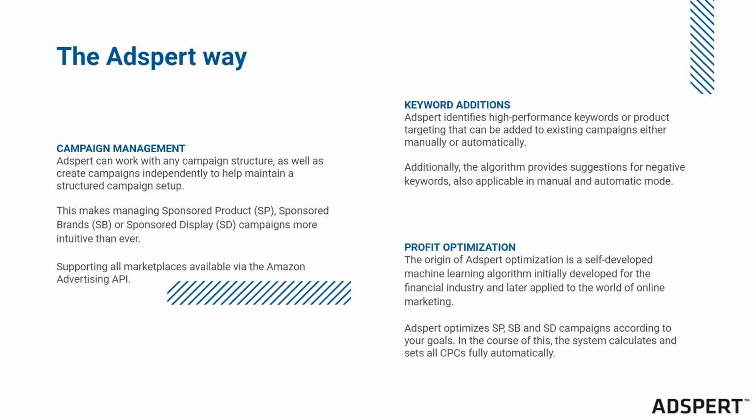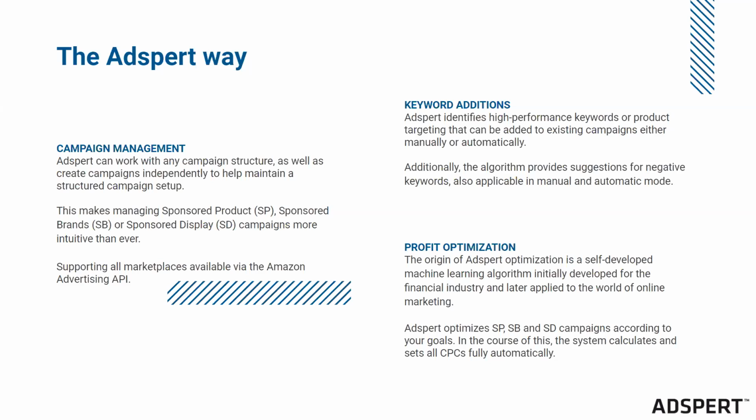We do keyword harvesting and addition. So of course, we identify the highest performing keywords or product targets, so ASINs or categories, to then add them to existing campaigns, either in manual or auto mode. I will show that in our demo. We also provide suggestions for negative keywords whenever those are applicable.